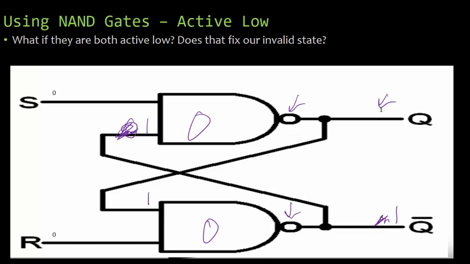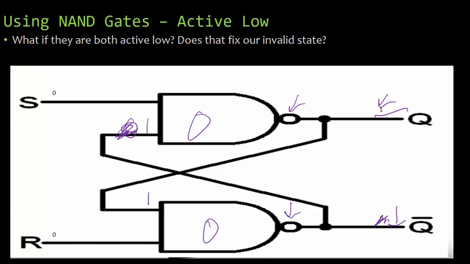No, we didn't. That is the downfall of an SR latch, regardless of whether you use NOR gates or if you use NAND gates. The difference here is when both of them are set to 0, we get an invalid state. When both of them are set to 0, the output is 1. They both cannot be 1. That is the invalid state.